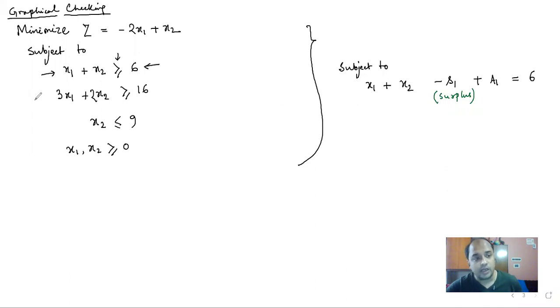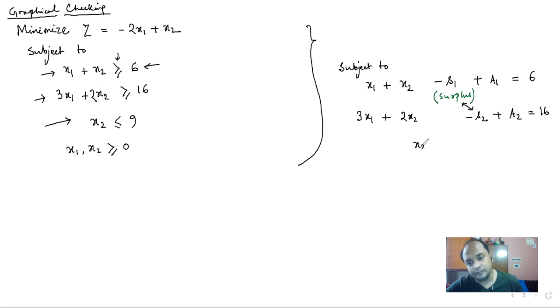Now the next one: 3x1 plus 2x2 minus s2 plus a2 equals 16. Here s2 is also a surplus variable, with artificial variable a2.